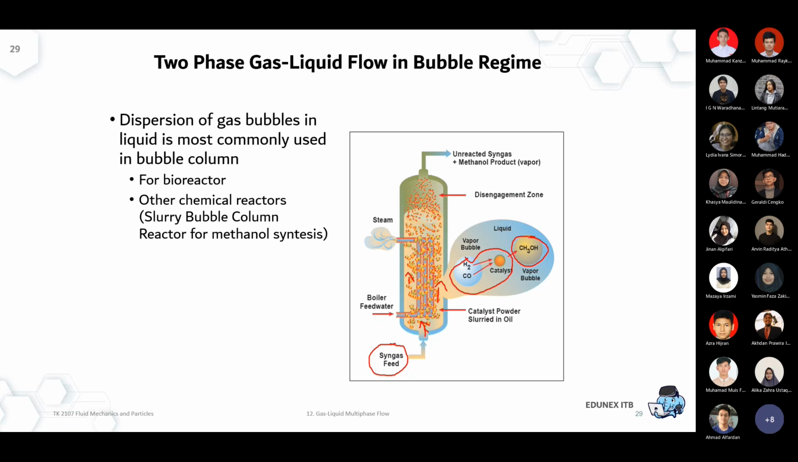If the methanol is still at a relatively high temperature, that means it is still in the vapor phase. So the product of the reactor will exit the reactor still in the vapor phase. Okay, but this is a very exothermic reaction. An exothermic reaction means that it will release a huge amount of energy.